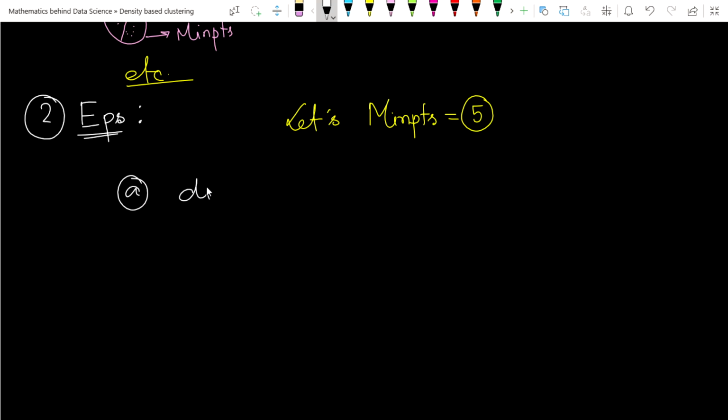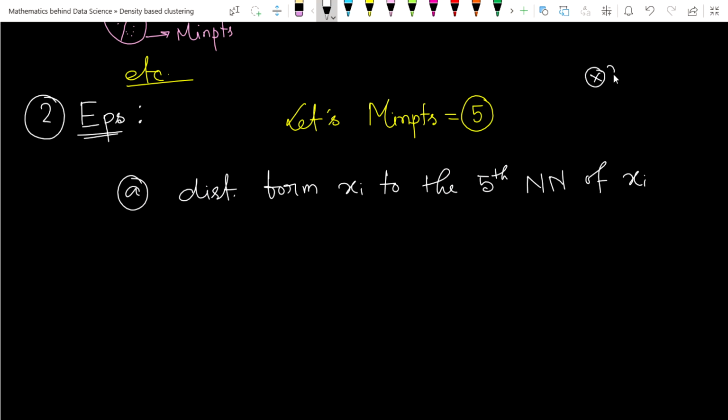So we have to find the distances first. If we want to find the epsilon of the point xi, then we have to find the distance from xi to the fifth nearest neighbor point of xi. Just try to understand. Suppose we have the point xi, and we are interested in finding what the epsilon value will be for this one. I will choose this first. Based on this point, there is some value.